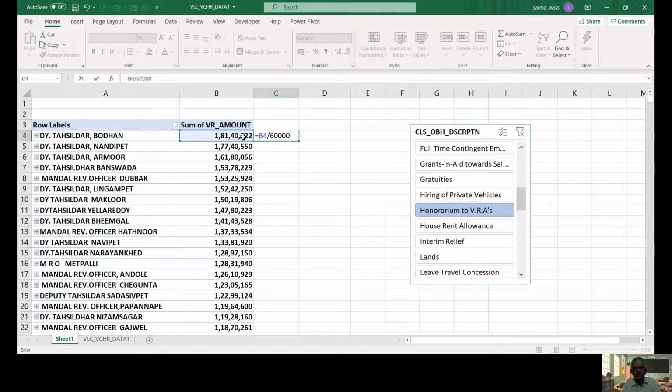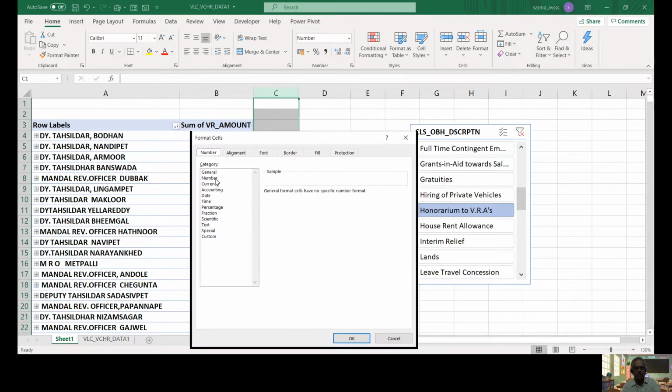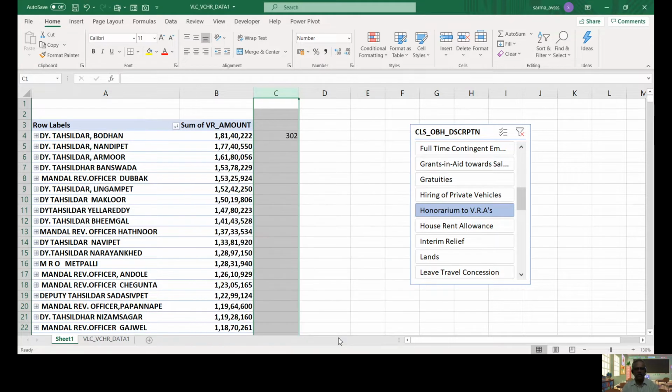So this is the annual expenditure, so we can know how many VRAs are there under his control. Okay, so if it is 5,000, there are 302 VRAs. Again, it is a matter of observation whether in a district 300 VRAs will really be there or not.